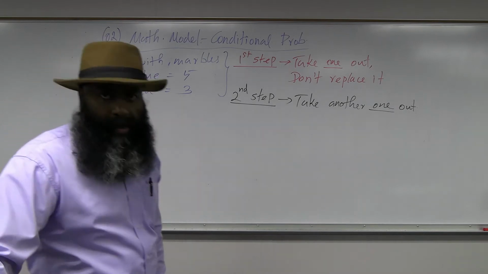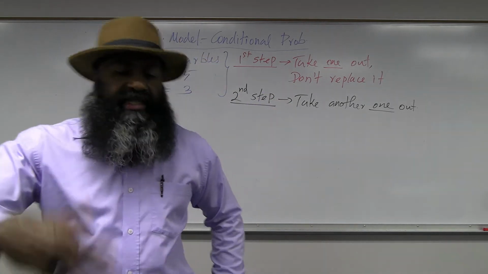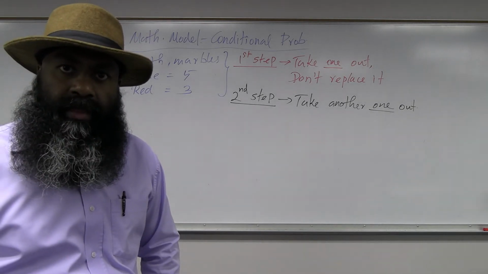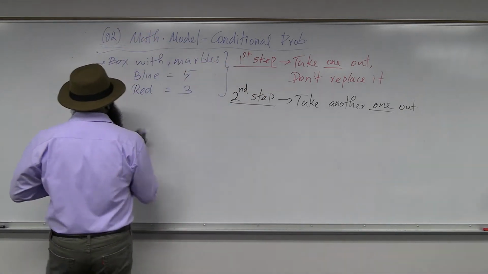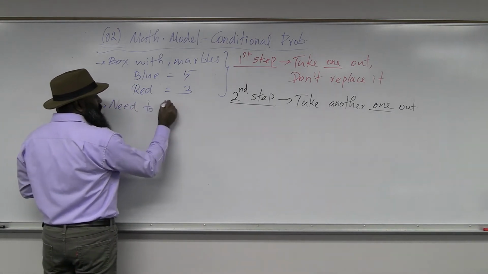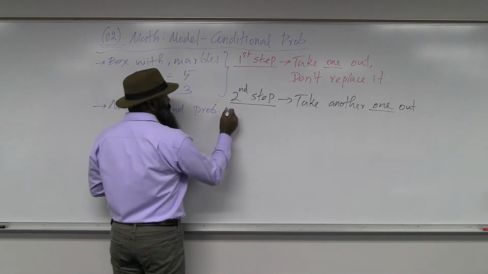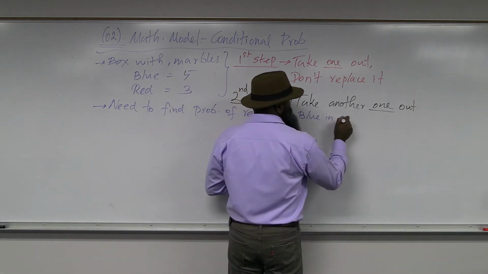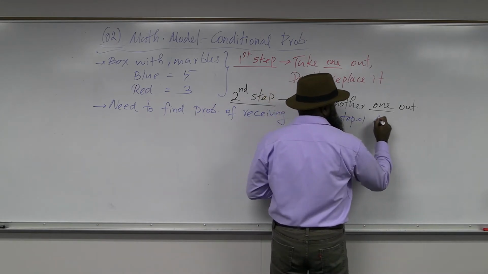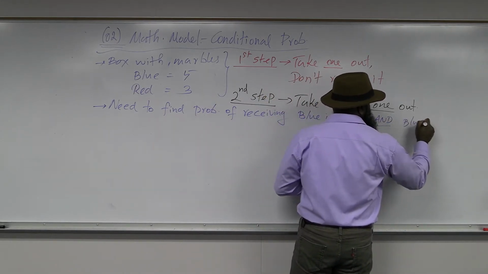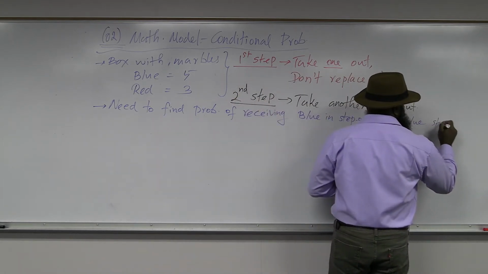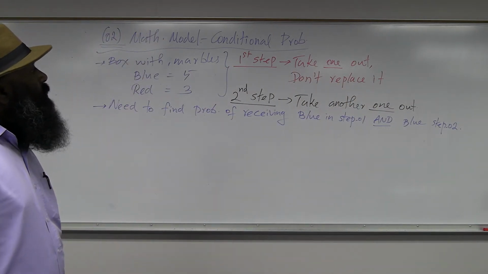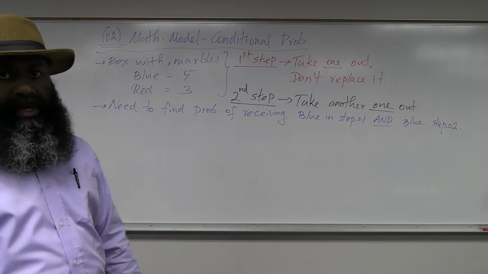Let's see if we can figure out the probabilities for these two steps. Let's say I'm interested in receiving two blue marbles in both steps. I need to find the probability of receiving blue in step one and blue in step two. For both steps, I need blue, okay? Let's see how to figure out that probability.